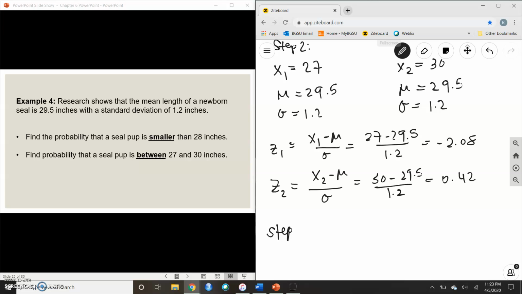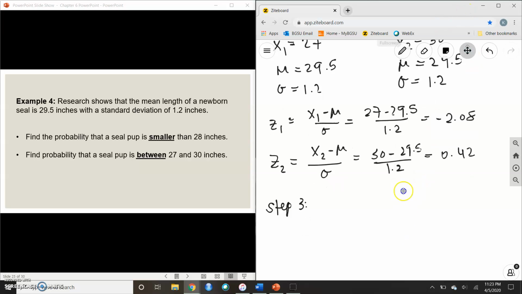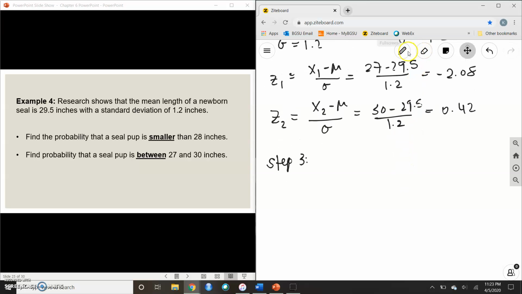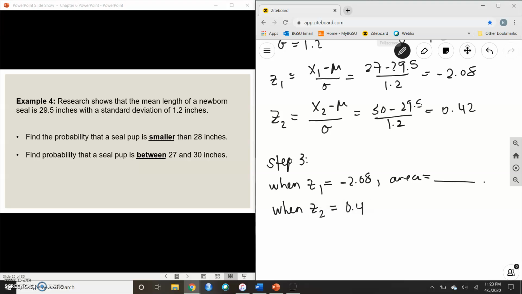Step 3 is finding the area. Since I have two z-scores, I'm also going to have two areas. So when z1 is equal to -2.08, my area is going to be equal to some number. When my z2 is equal to 0.42, my area is also going to be some number.